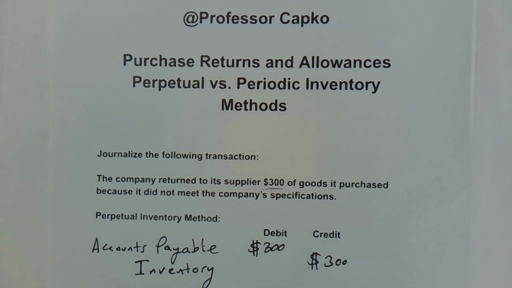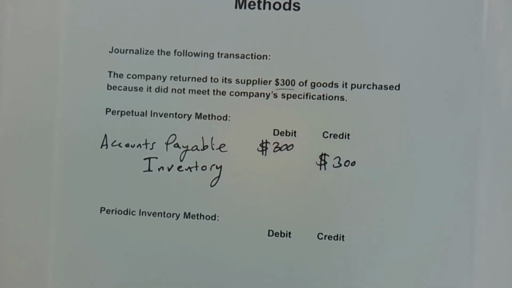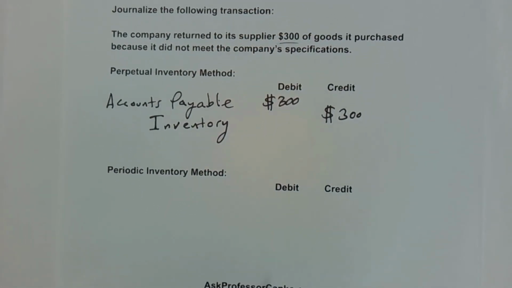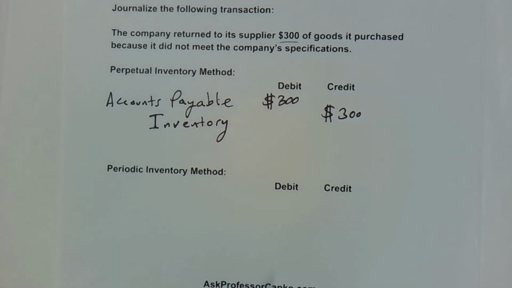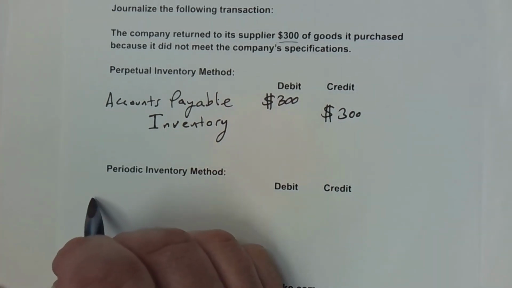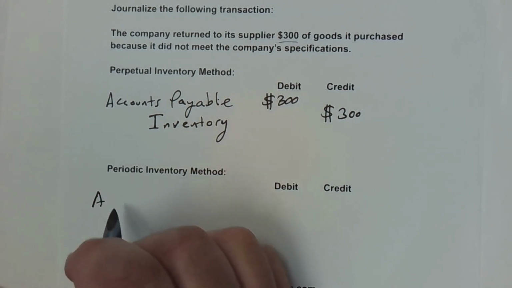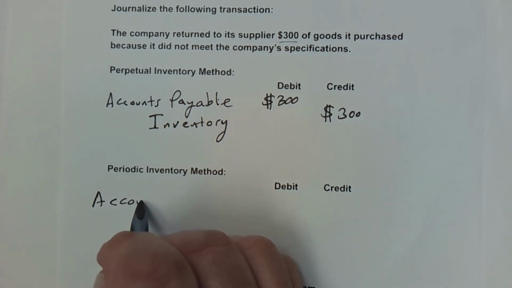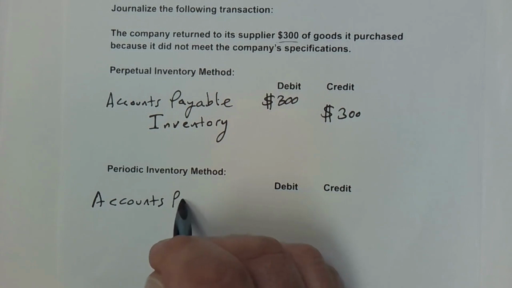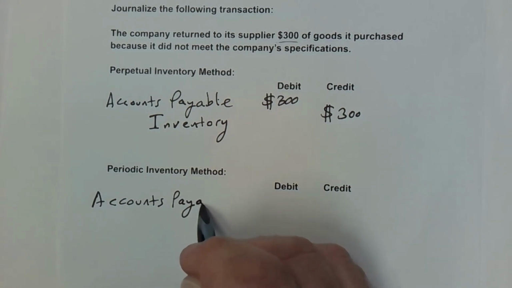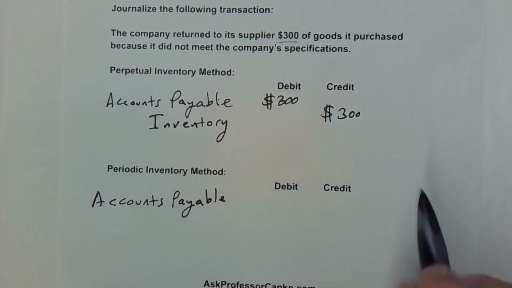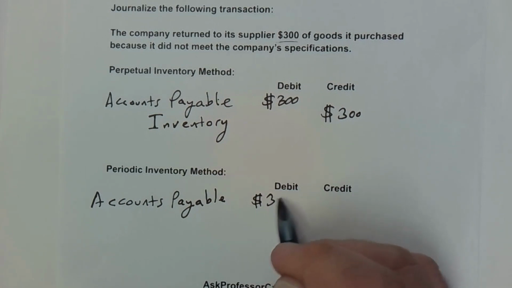Let's now talk about periodic inventory. In the periodic inventory system, it's going to be treated a little differently. First of all, we're still going to debit accounts payable because we're reducing the amount that is owed by that same $300.